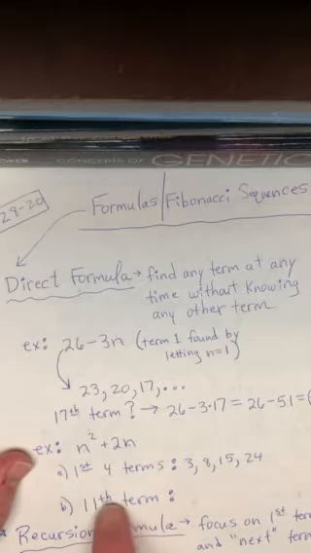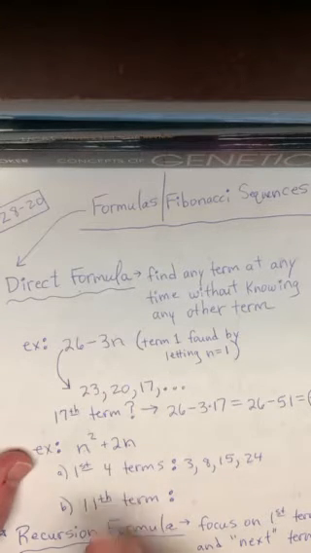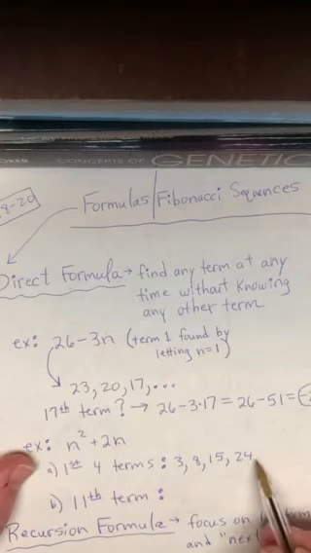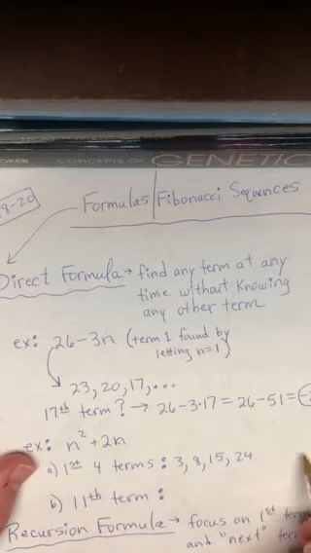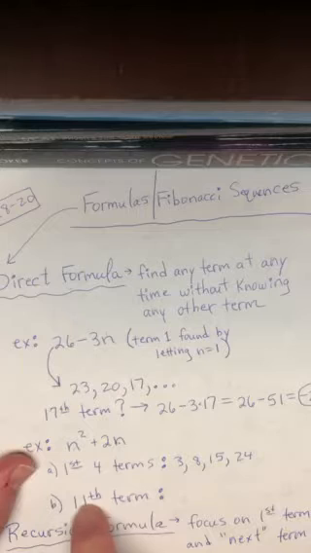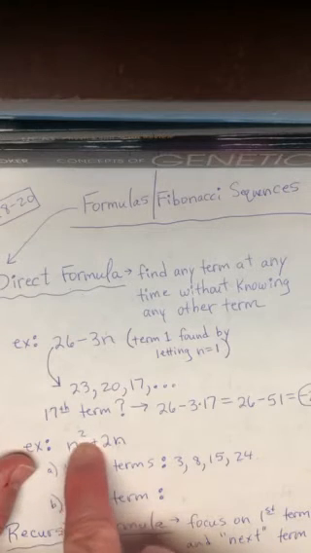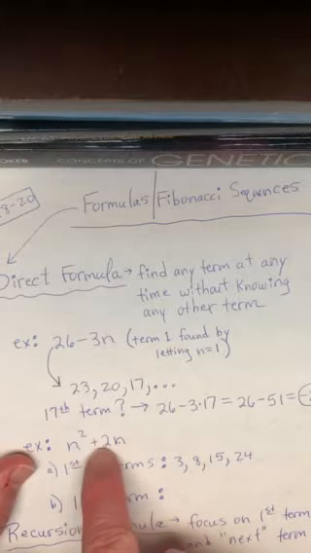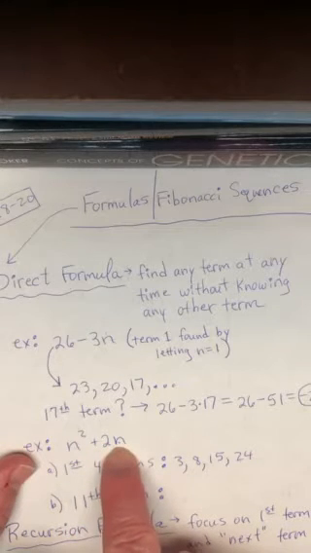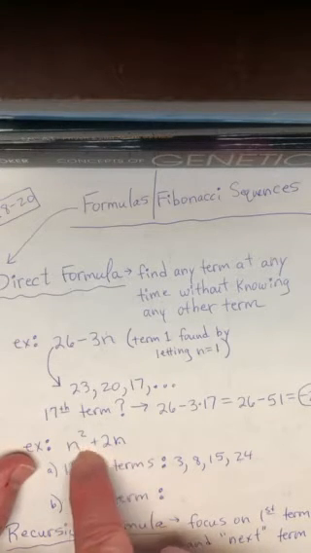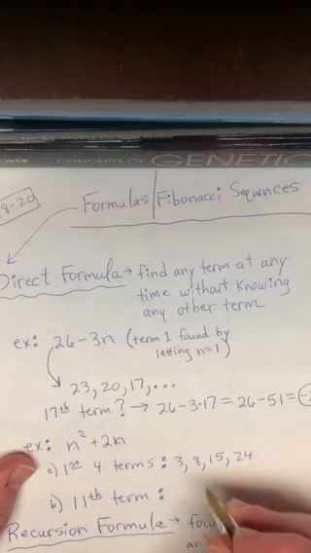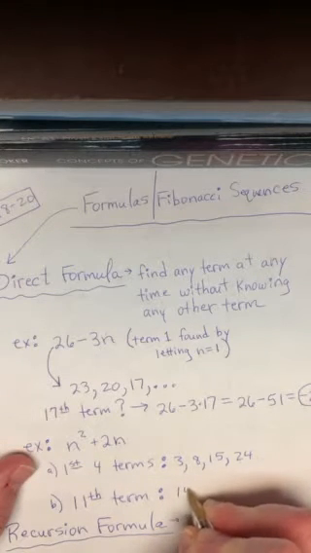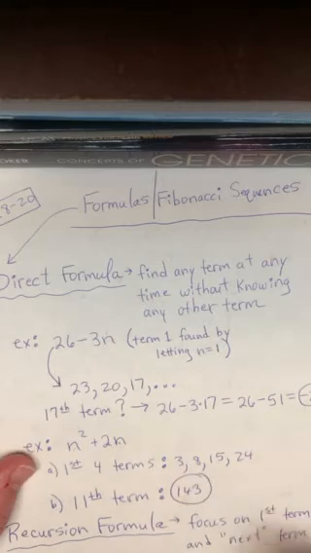So if I said, hey, what's the 11th term? Well, again, similar to what we pointed out the first day of notes we took, I really don't need to write out all 11 of them, do I? I can plug 11 into my direct formula. So 11 squared is what? 121. 2 times 11 is 22. So 121 plus 22 would be what? 143. And I should be able to find my 11th term.